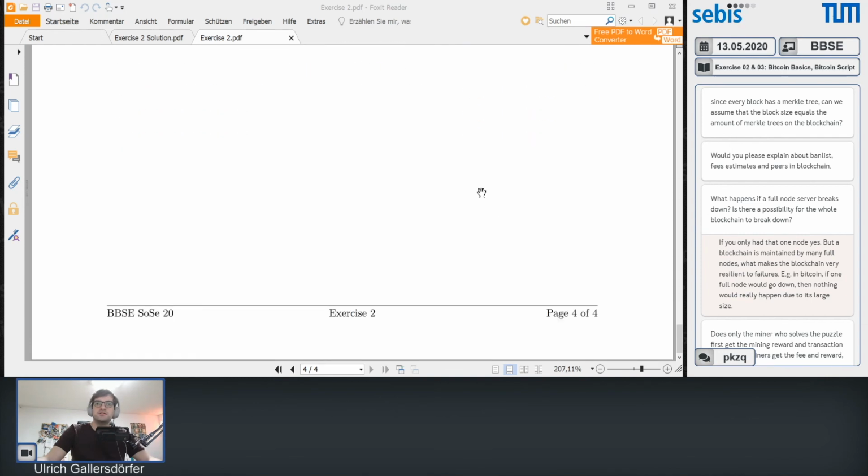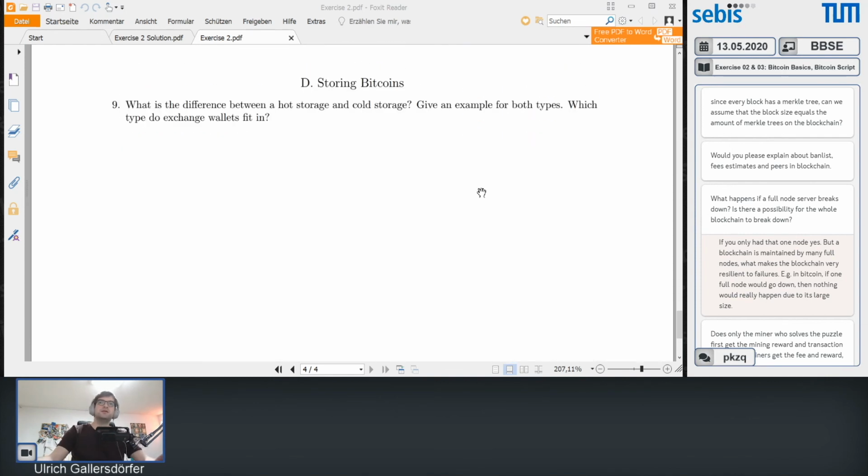Storing Bitcoins. Last question for this exercise sheet. What is the difference between a hot storage and a cold storage? Give an example for both types. Which type do exchange wallets fit in? I think that teaches you a little bit about security and about how to keep your own Bitcoin safe if you buy some or if you have some.